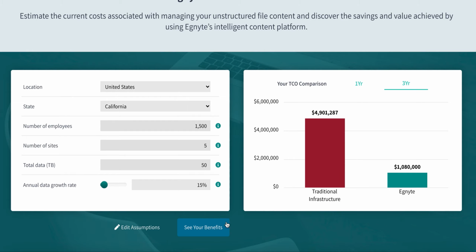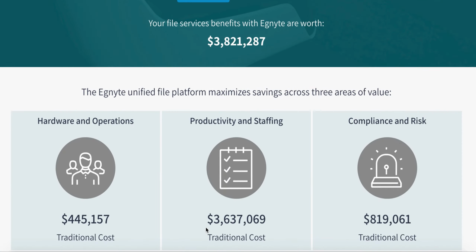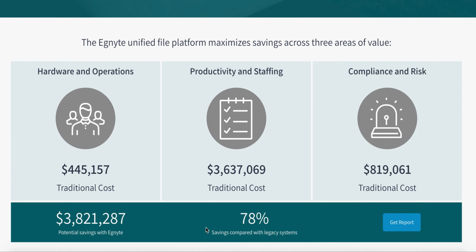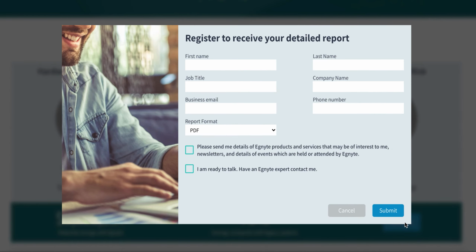Scroll down to see a high-level breakdown of cost savings across 3 dimensions: reducing existing spend, increasing employee productivity, and reducing risk while maintaining compliance. In order to receive a more detailed copy of your report, click Get Report and input your information on this form. You'll then receive an automated email with a link to access your full report.